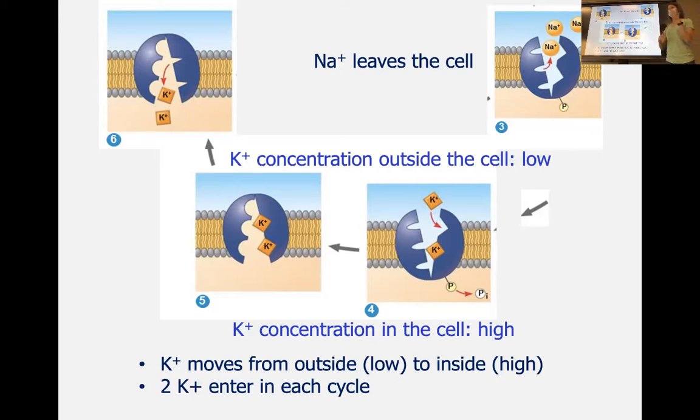Both are moving against their concentration gradients. They're both moving to an area of high concentration. So then you have the potassium loaded onto the protein, and then they get spit out inside the cell. It's a fairly simple concept. 3 sodiums out, 2 potassium in.